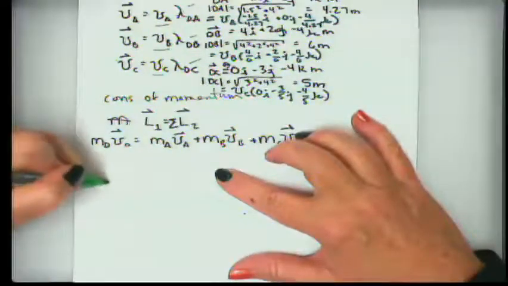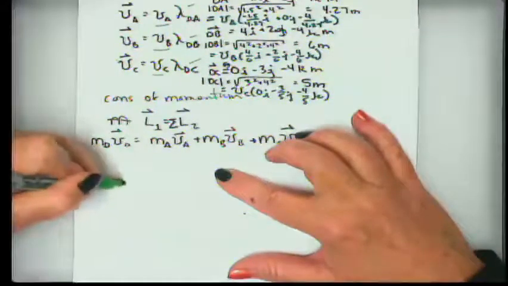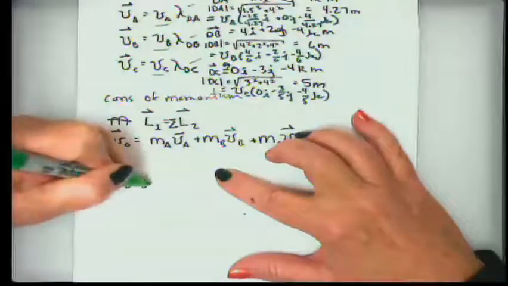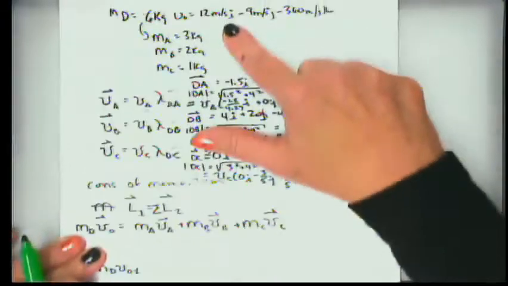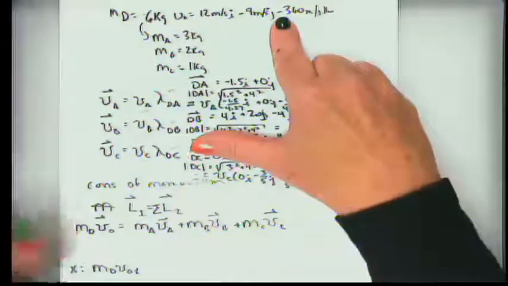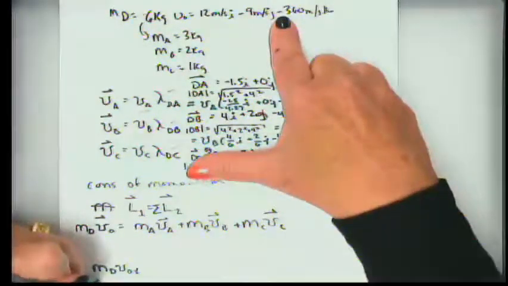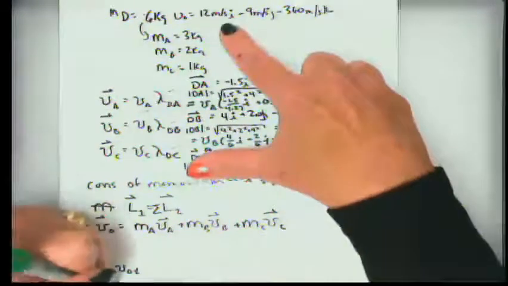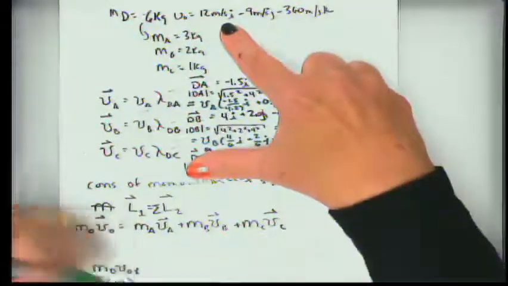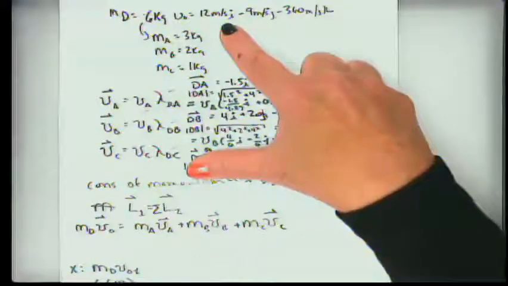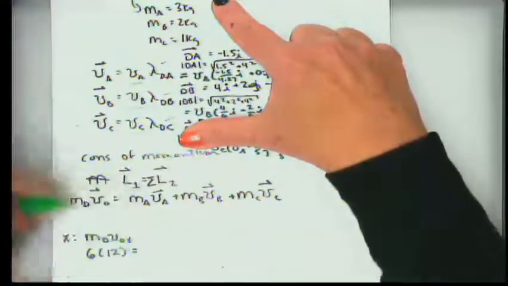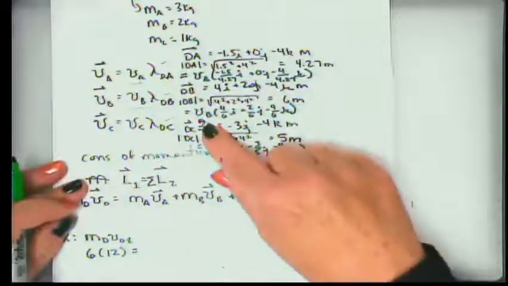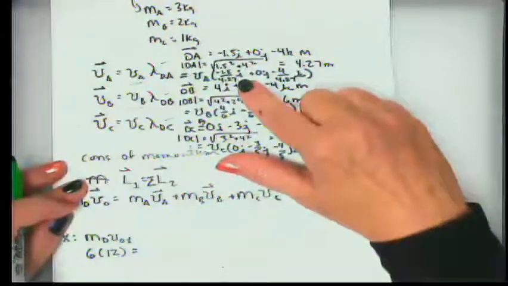Let's say MD times V0x. All right? And we have our components of V0 here. So this is 6 kilograms, that's the weight of the shell, times 12 meters per second. That's all of our initial momentum.